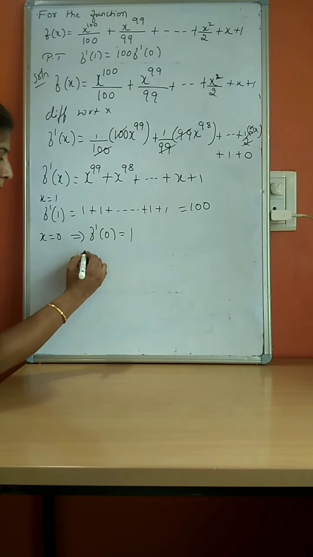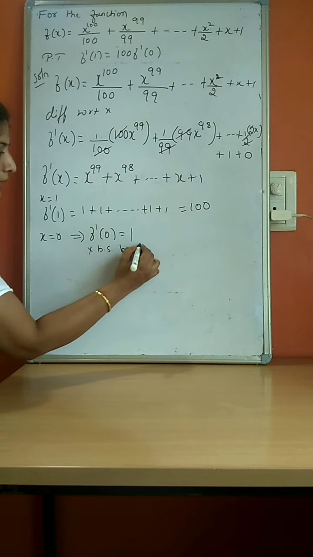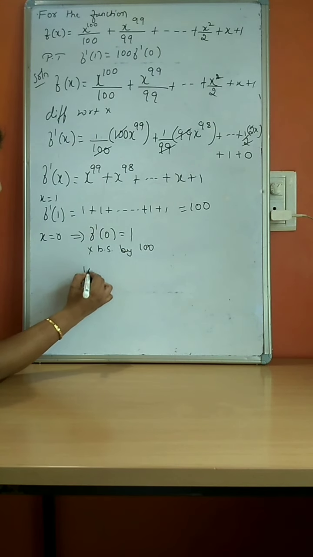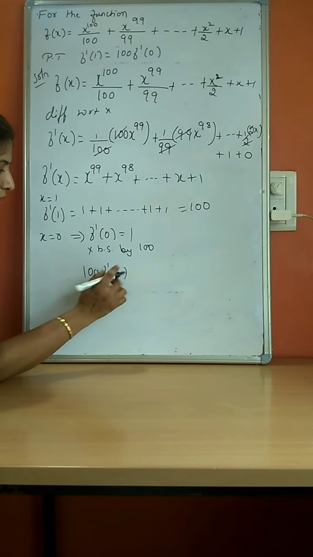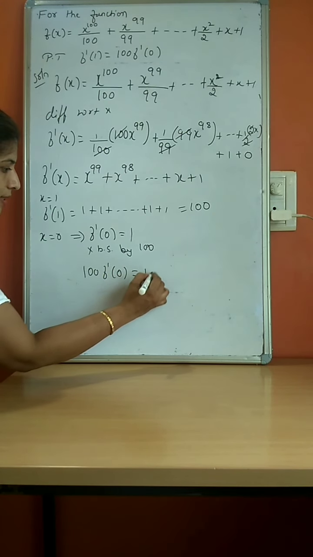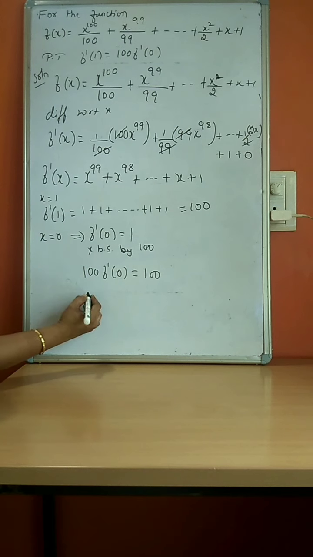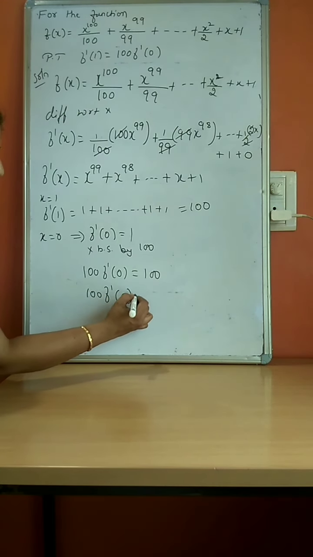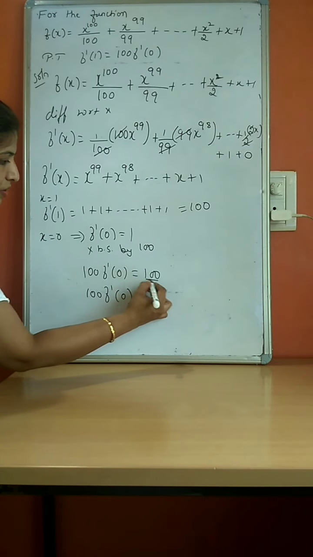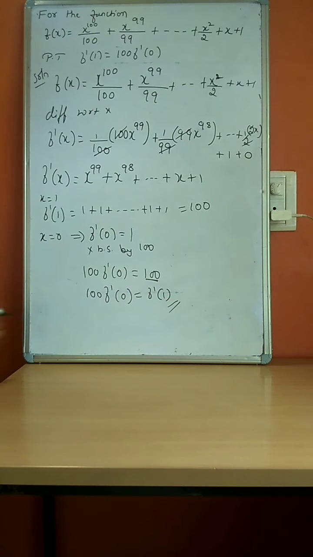For this, multiply both sides by 100. Now 100 f dash of 0 is equal to what? 100. See, 100 must be equal to what? F dash of 1. That is, 100 f dash of 0 must be equal to, this function can be written as f dash of 1. Hence, we prove.